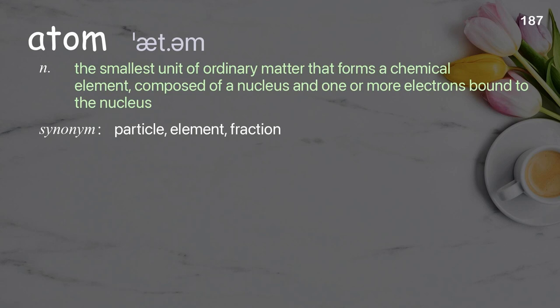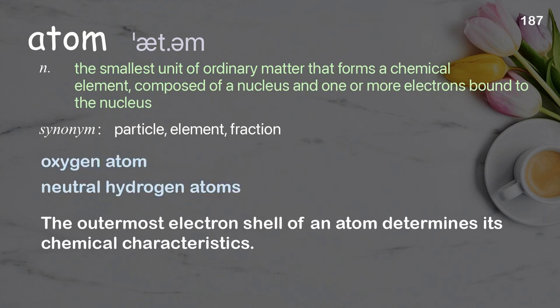Atom. The smallest unit of ordinary matter that forms a chemical element, composed of a nucleus and one or more electrons bound to the nucleus. Examples. Oxygen atom. Neutral hydrogen atoms. The outermost electron shell of an atom determines its chemical characteristics.